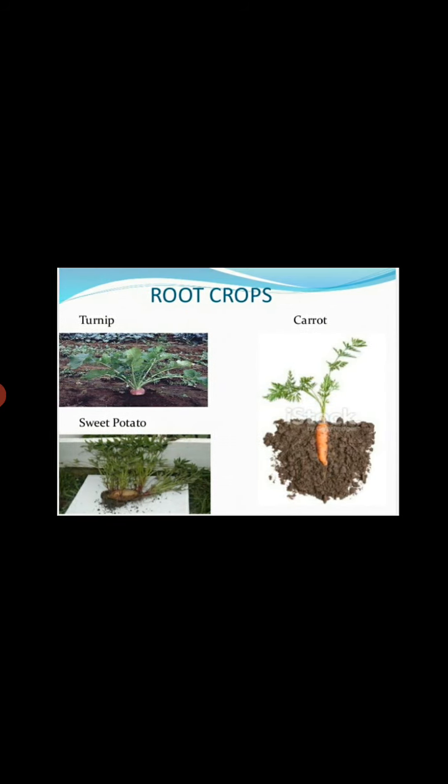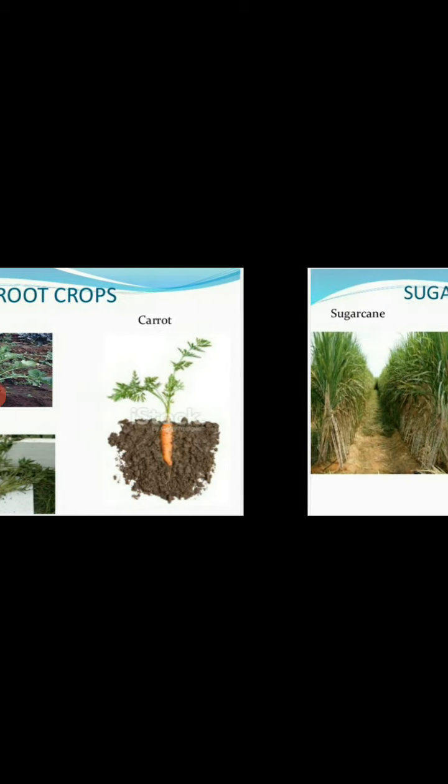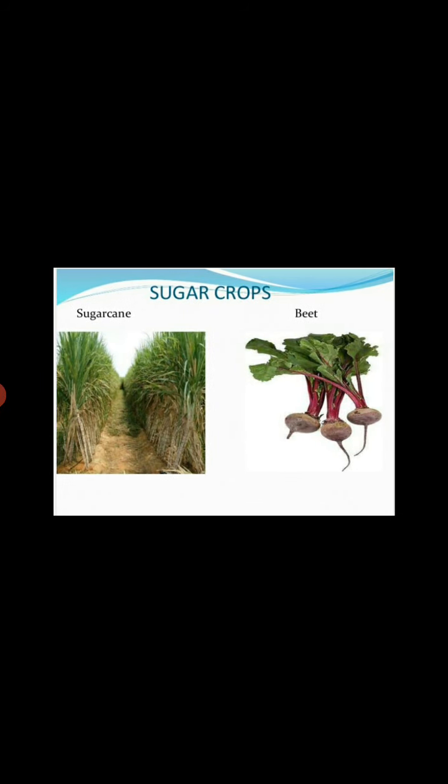Okay, let's move further. Root crops: you can see turnip, sorghum. Okay, carrot you can see over there, gajar, and sweet potato, shakarkandi. Okay, then sugar crops, those types of crops which provide us sugar in rich amount: they are sugarcane and beet also.